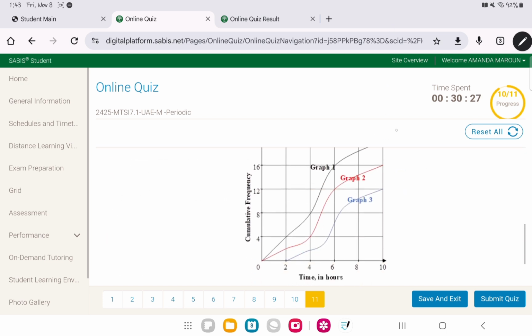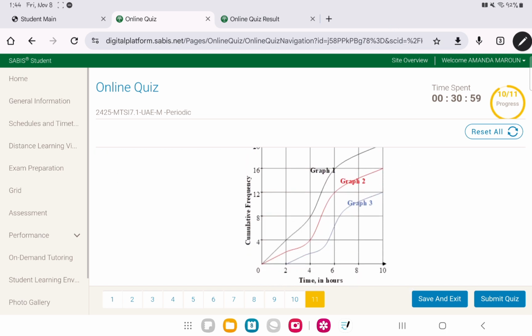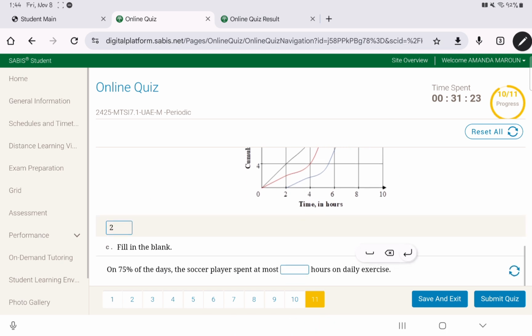So we're going to look down. We're going to check which graph has 2 at 2, has 4 at 4, has 6 at 12, and has 10 at 16. It is definitely graph number 2, which is the graph in red.